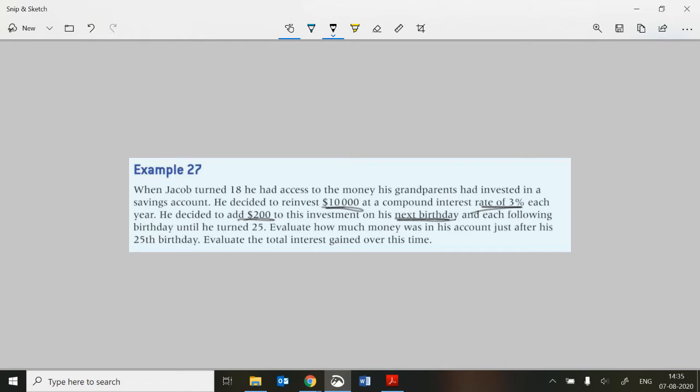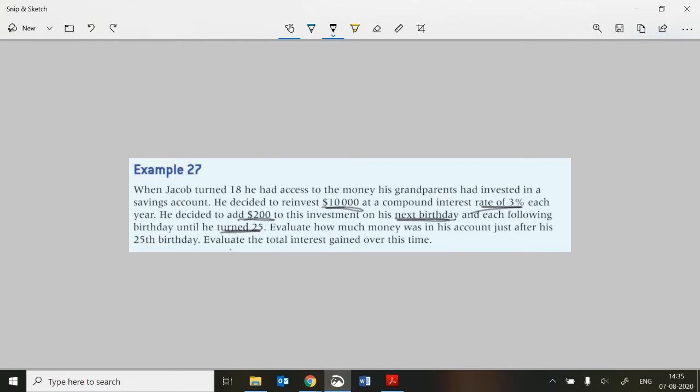So that would include the amount which he puts in when he turns 25. Because just after his 25th birthday, he will have put that $200 in as well. Now it says, evaluate the total interest gained over this time. So we're not interested in the total amount, but we're interested in the total interest that's gained once we take away all of the money that he's put in. So once we take away the $10,000 and all of the $200, how much extra had he gained? That's how much interest he's got.